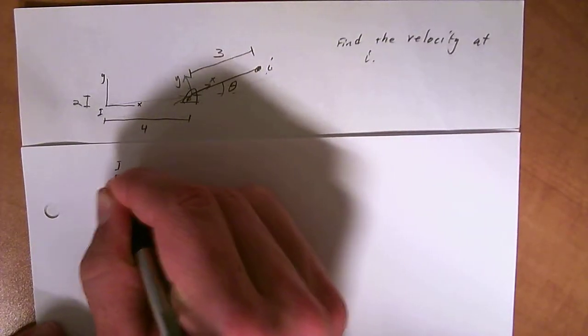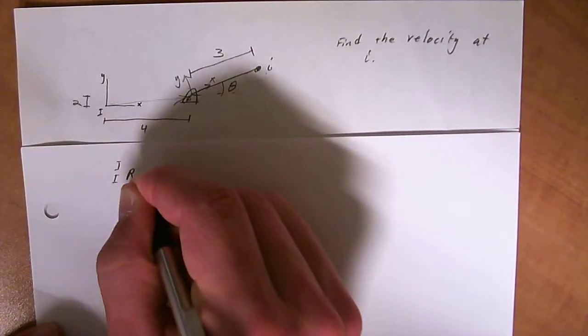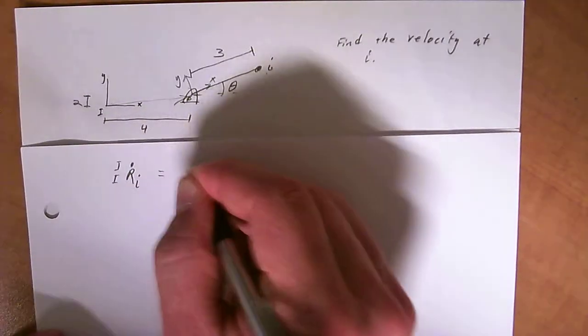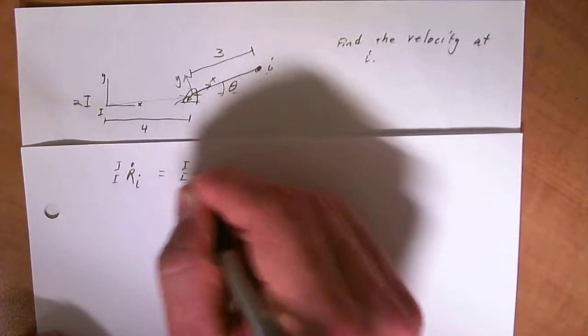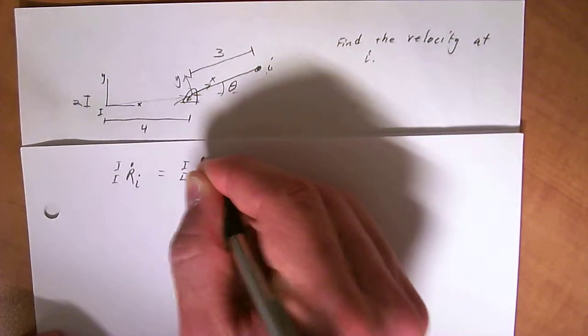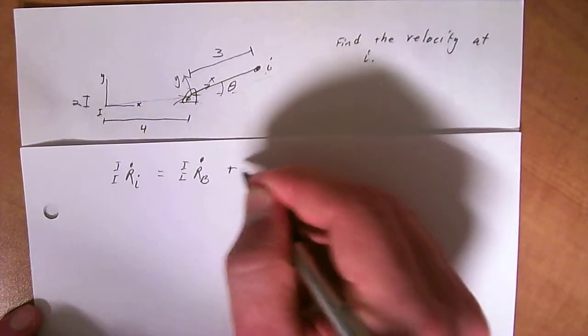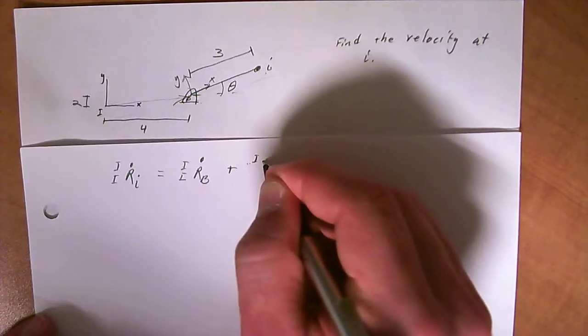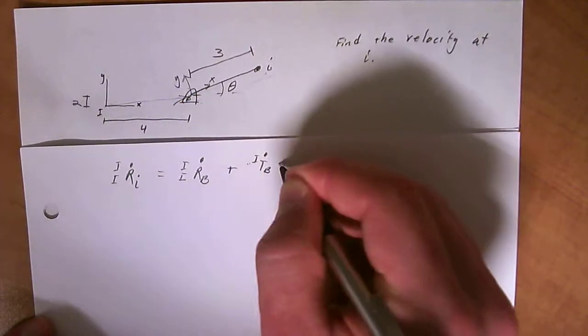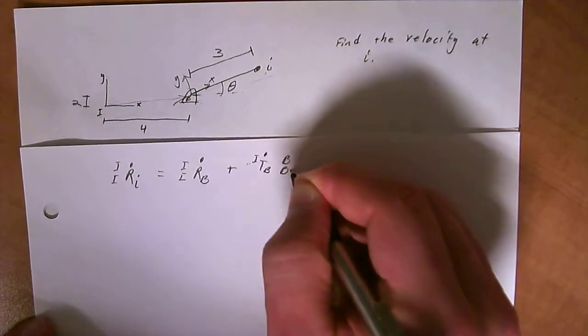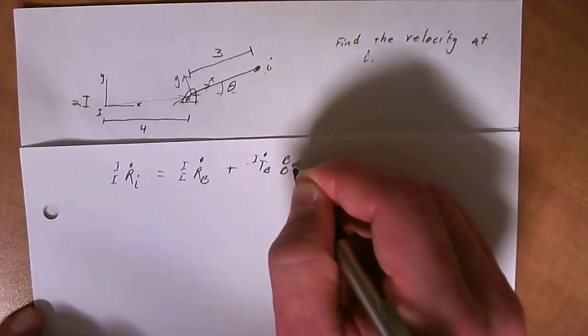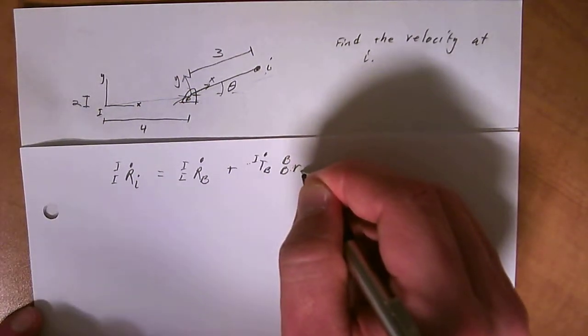So set up the basic equation here. The velocity of I is equal to the velocity, or B dot, velocity of frame B basically, plus ITB, transformation matrix, times the vector from B to I in reference to B.